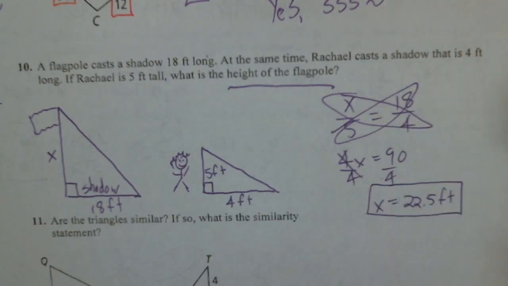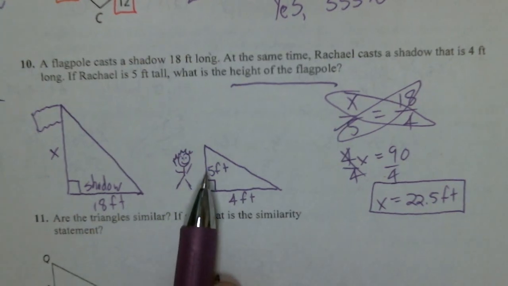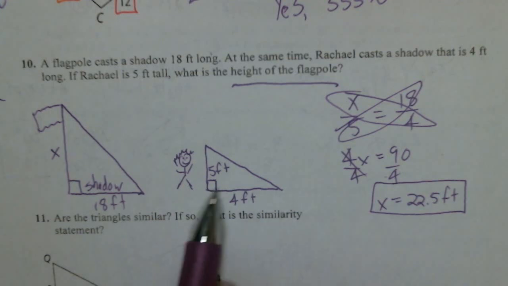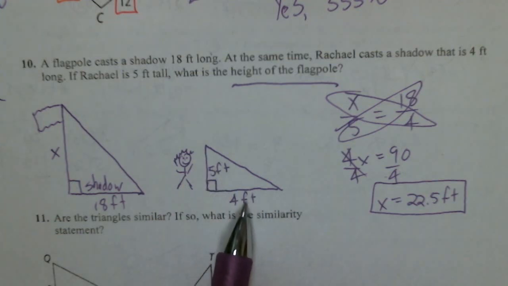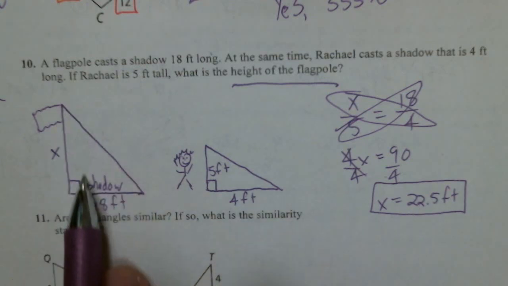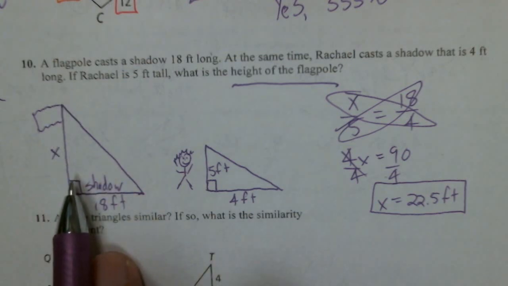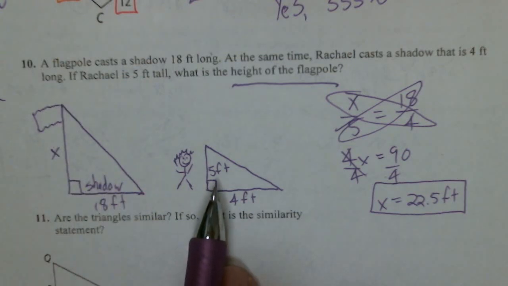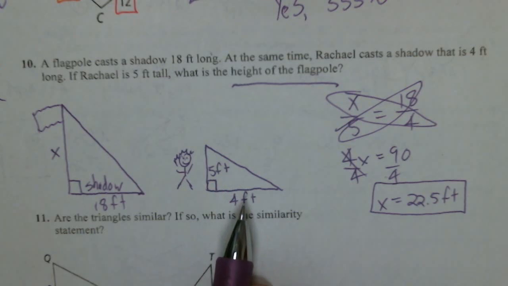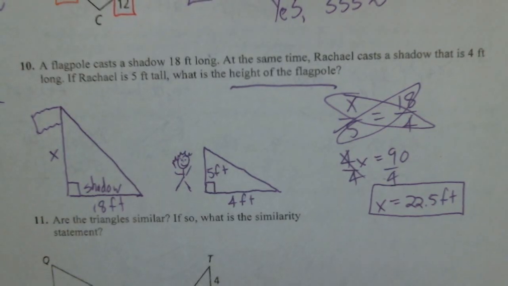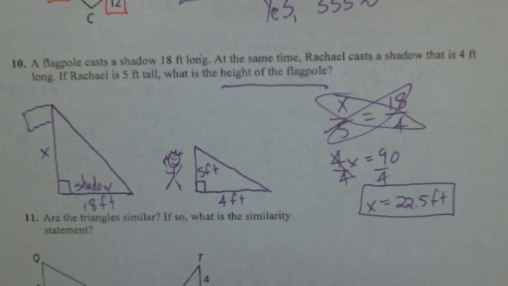22.5 feet. Does that make sense? Do you buy that? Well, look, think about it logically. Common sense. Rachel's height is 5 feet. Her shadow is 4 feet. So her height is just a little bit more than her shadow. Is the flagpole height a little bit more than the shadow? Yeah, that makes sense. If I'd gotten a number that was less than the shadow, I'd say, wait a minute, that can't be, because Rachel's height is greater than her shadow. So you've got to use that common sense logic. Does my answer make sense? Does it pass the laugh test? Have that kind of mentality every time you get an answer.